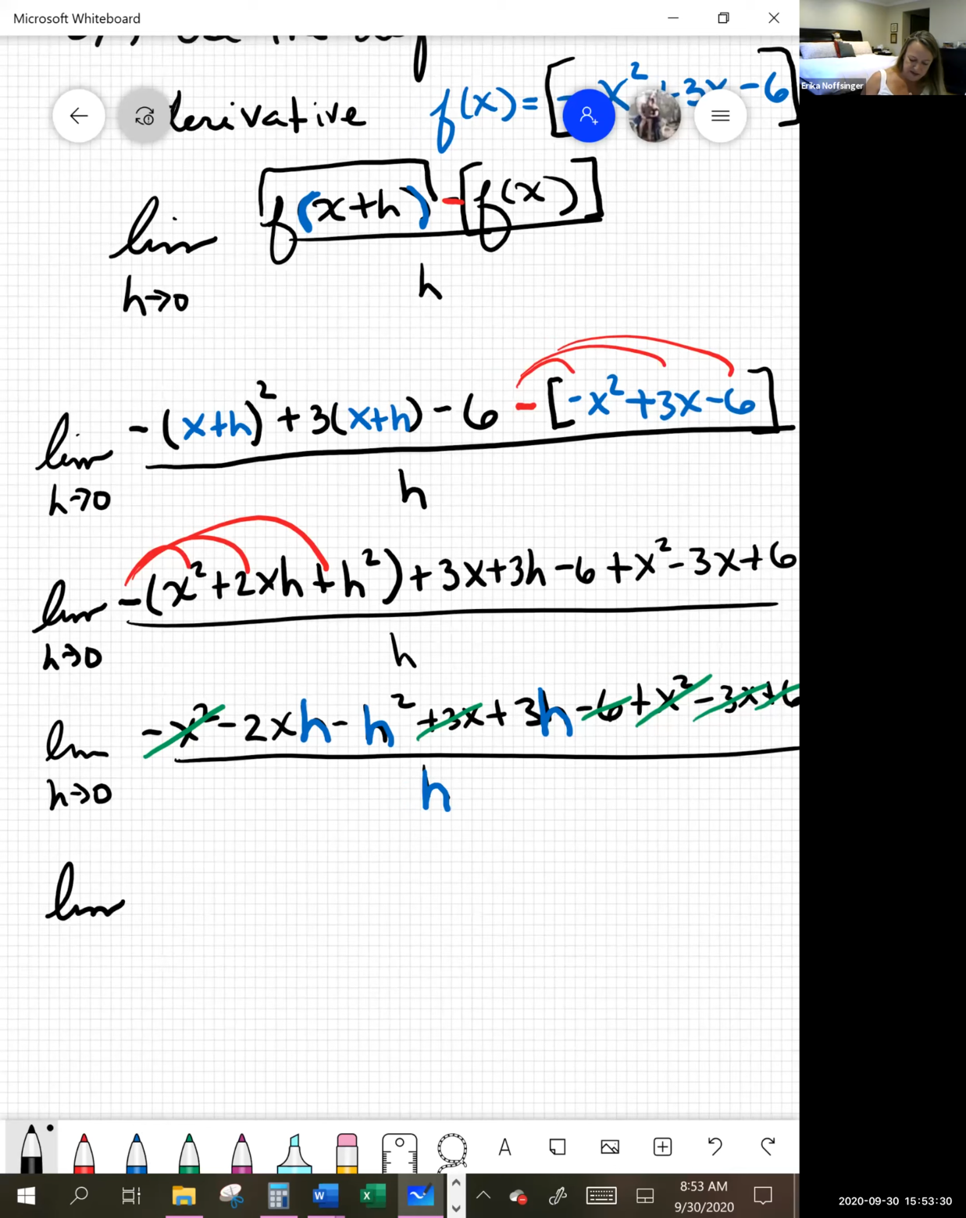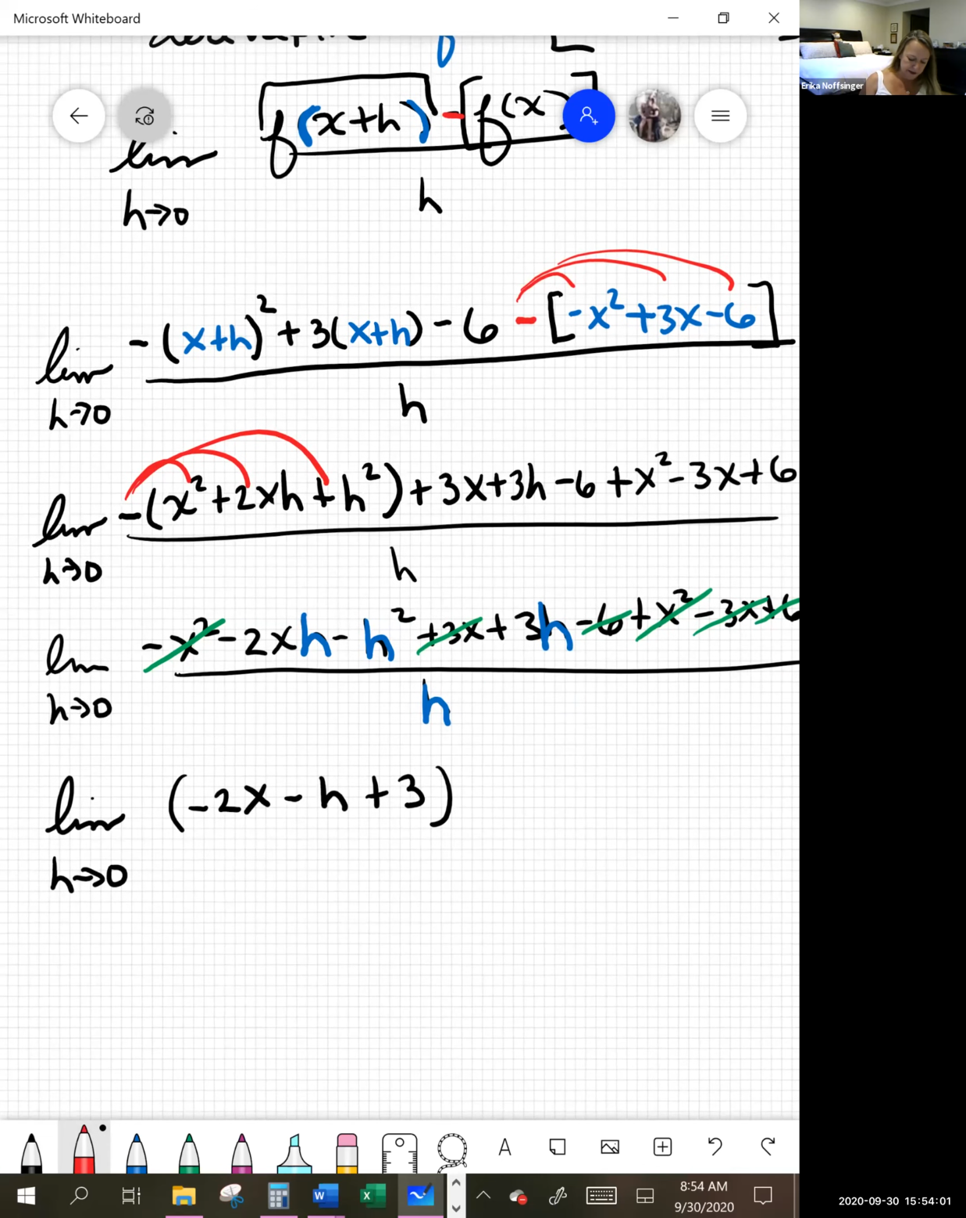So if we do that, we have the limit as h goes to 0. We pulled out an h from the negative 2xh and canceled it with the denominator, so we're left with negative 2x. If we pull out an h from the negative h squared, you're left with just a single h. And if we pull out an h from the 3h, we're left with a 3. We canceled it with the h on the bottom, so we're left with 1, and we don't have to write it. So when h goes to 0, we're left with negative 2x plus 3.